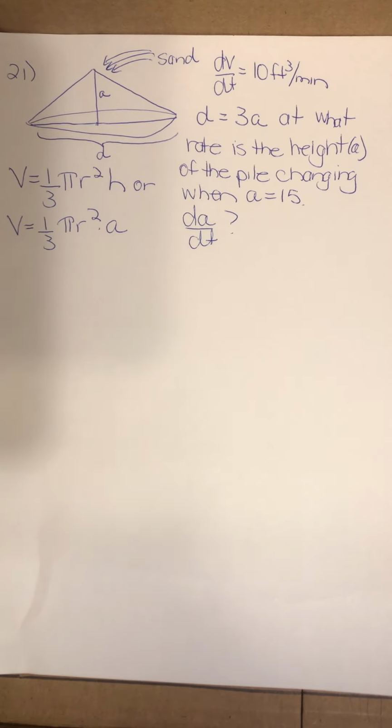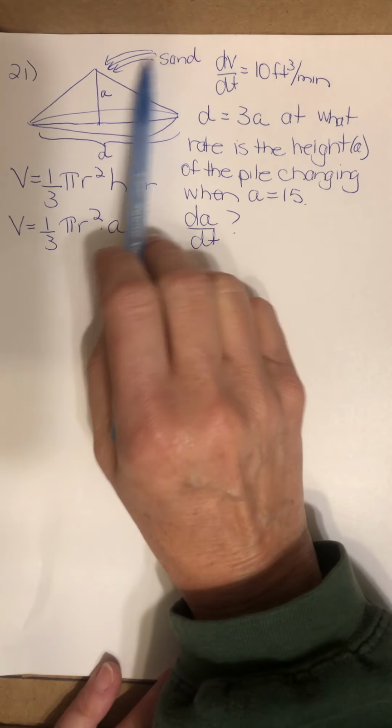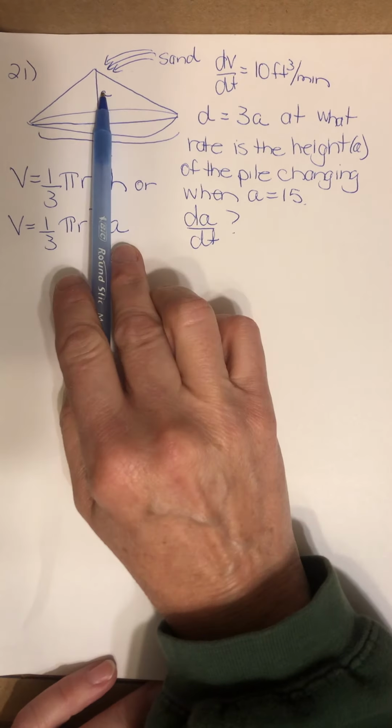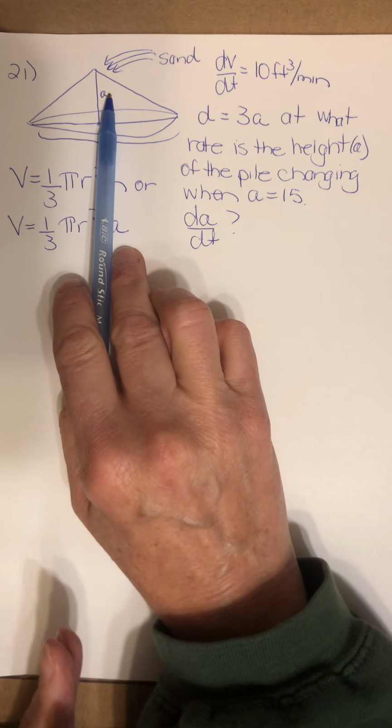On number 21, it's a cone also. They have a cone a lot on the AP exam. Okay, and so in this case, there is sand that is coming off of a conveyor belt that is being poured onto a conical pile.